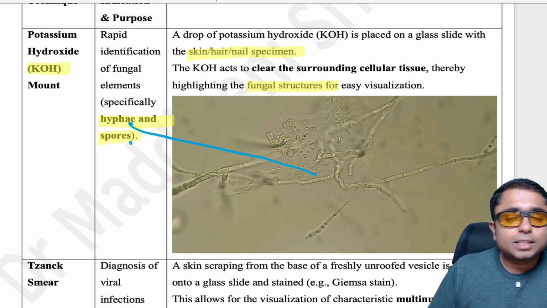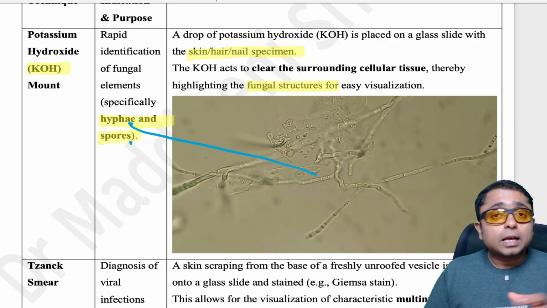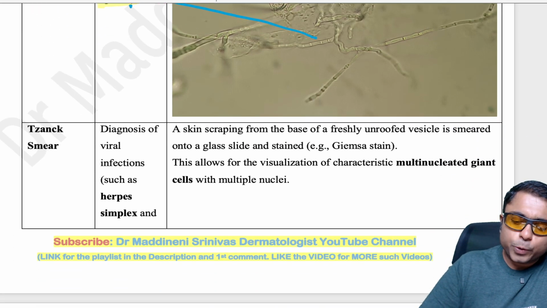If it is a case of Pityriasis versicolor, because of Malassezia globosa, we are going to see the hyphae along with the spores. This combination we call the spaghetti and meatball appearance. I hope you remember this.